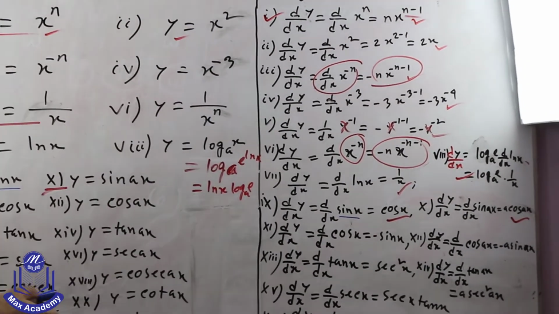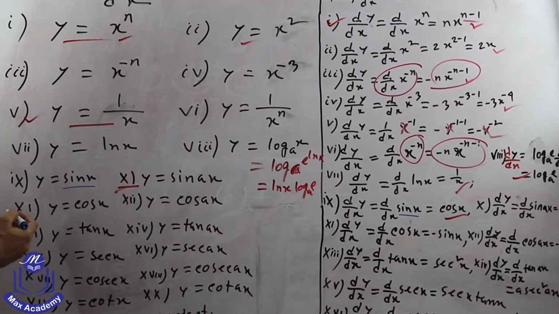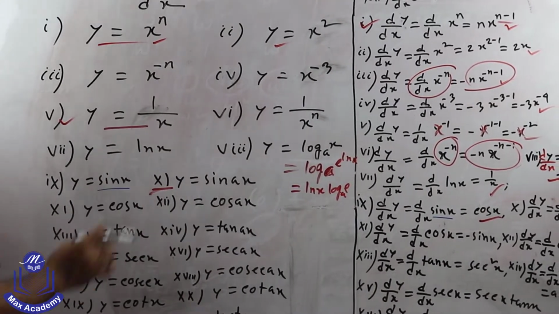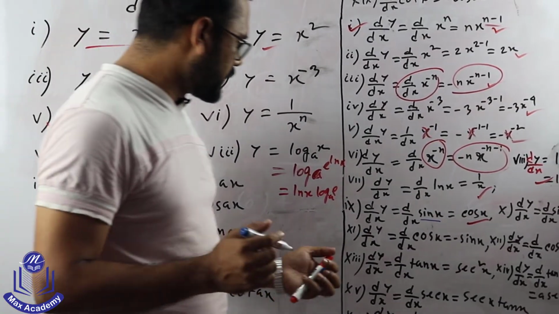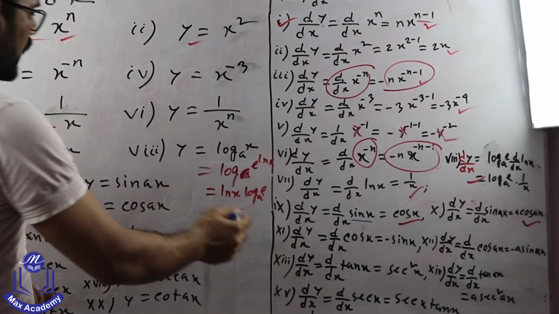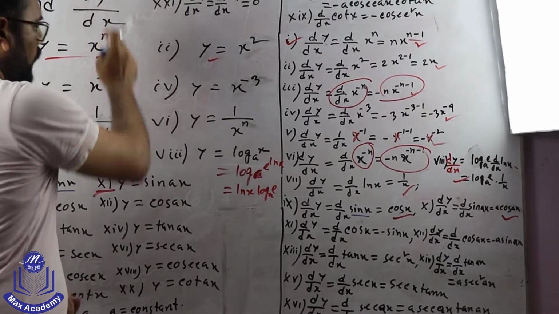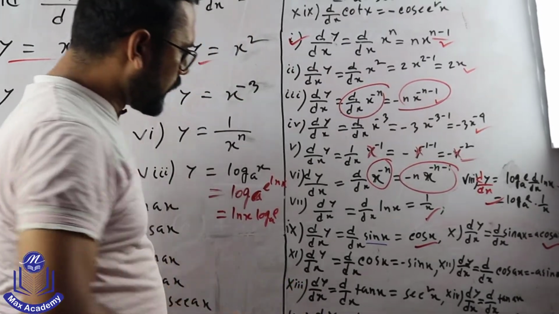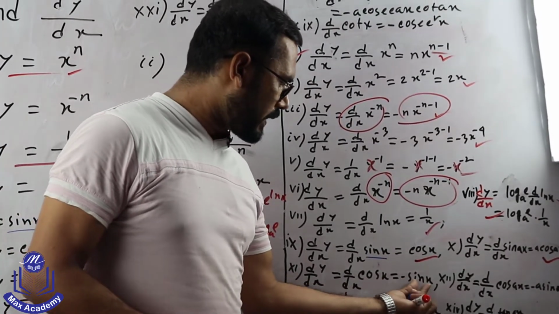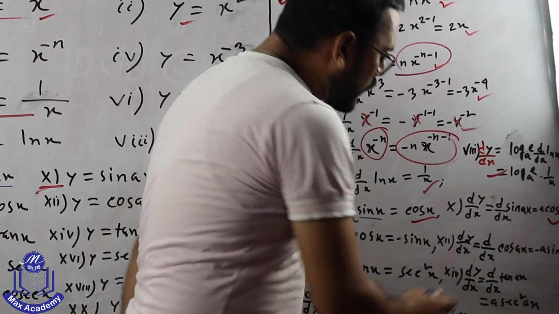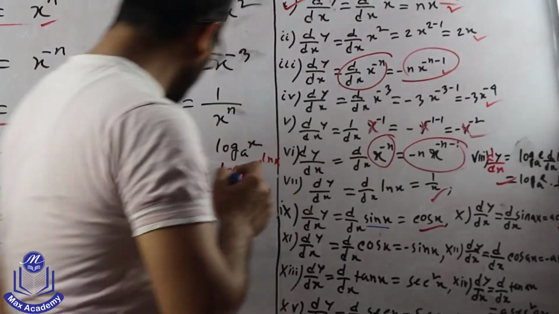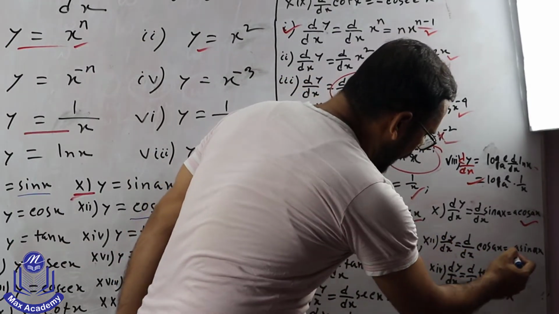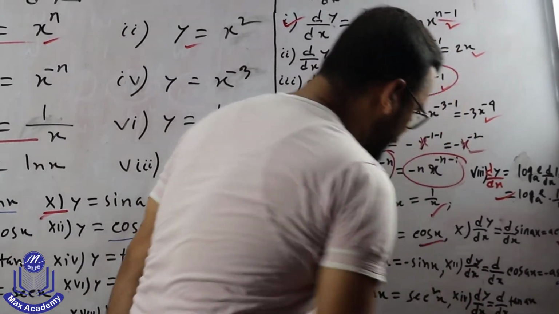Now question number 11. Here the question is y equals cos x. So we need to differentiate cos x. We have taken d/dx to find dy/dx, so you need to take d/dx on this side also. After differentiating cos x, we will get minus sin x. Similarly we need to differentiate cos ax. After differentiating cos ax, we get minus a sin ax.